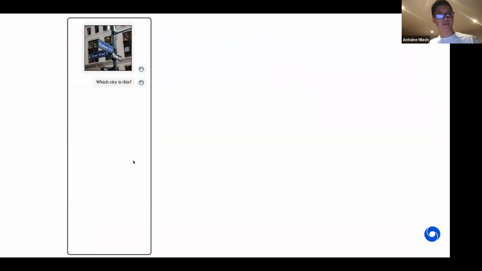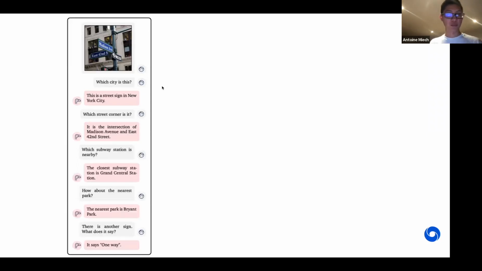After that, you can just add new images. Here, this picture is, I guess, a street sign from New York, and you can ask which city is this, and it says this is a street sign in New York City. You can follow up with more questions, and the model is really able to behave like a visual AI because it has been prompted to do so. That's what I like the most about Flamingo: it's very easy to change its behavior by showing a few examples, and everybody can do that. You don't need to be a machine learning engineer to do that.